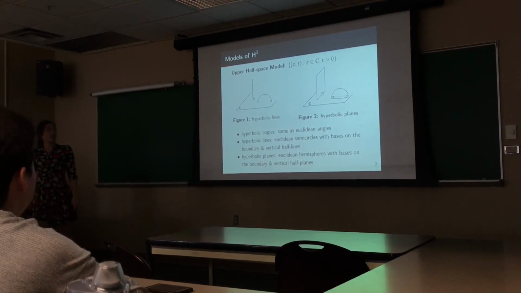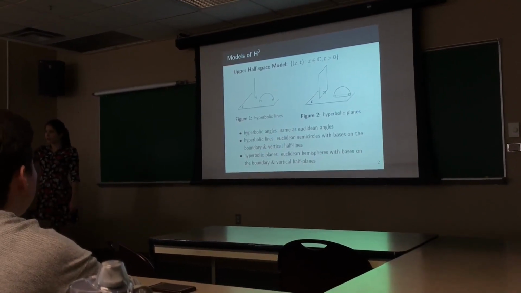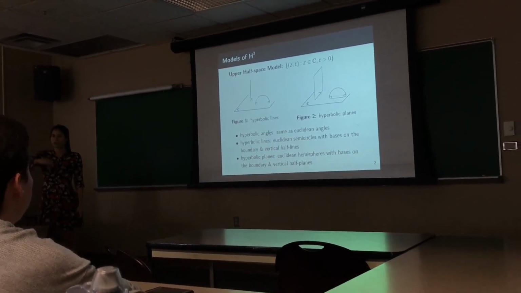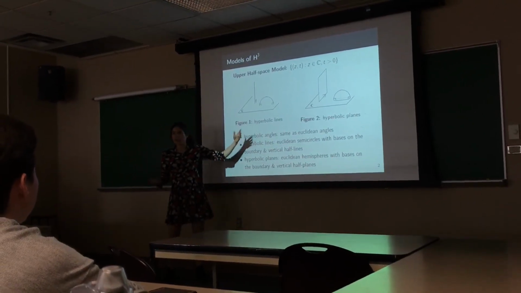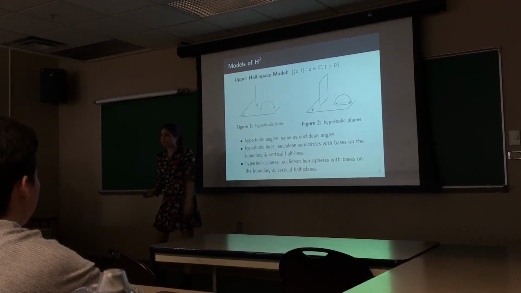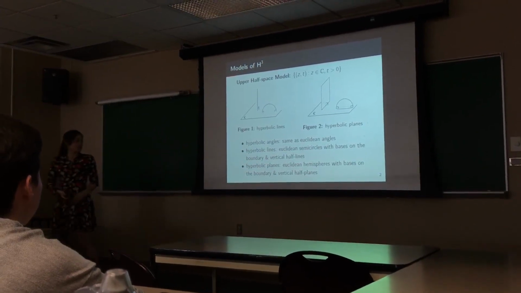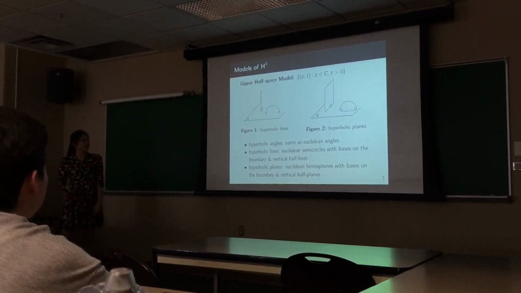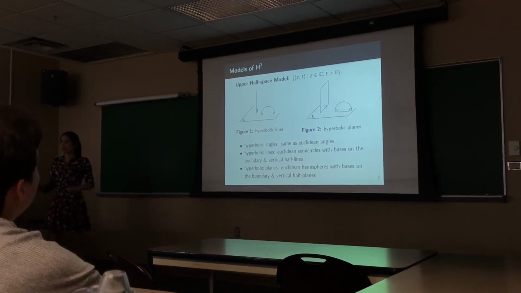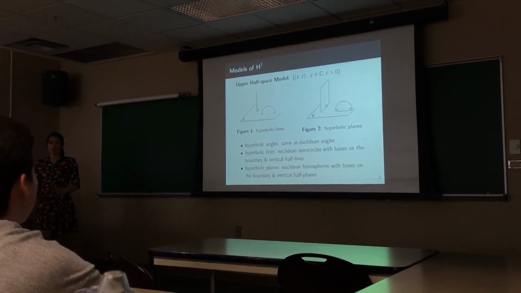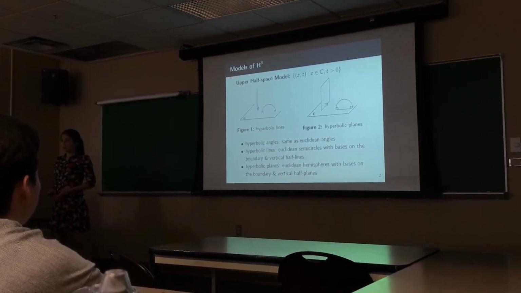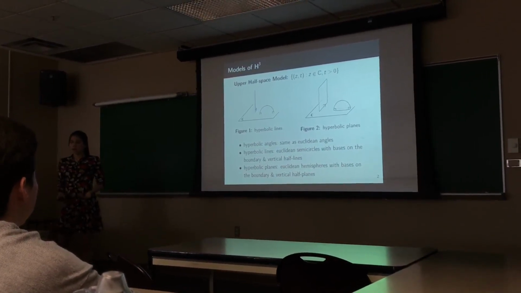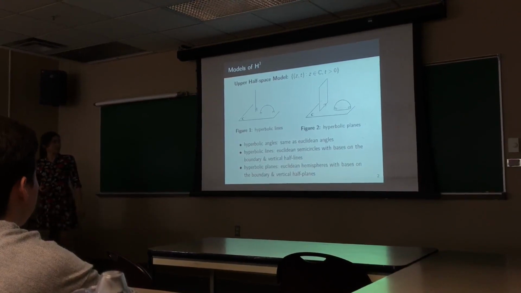And hyperbolic planes are half planes orthogonal to the boundary, and also spherical caps orthogonal to the boundary. So this one is a semicircle, that one is a hemisphere, in other words. Lastly, and also very important, in this model, hyperbolic angles are the same as Euclidean angles. So the 90-degree angle you see in that picture is in fact representing a 90-degree angle in hyperbolic space as well. So this is the upper half space model.